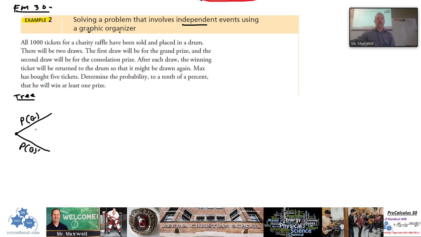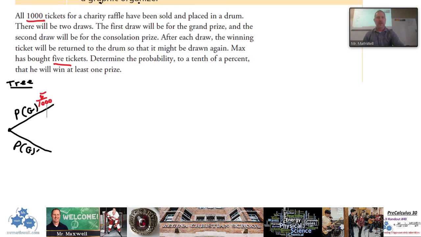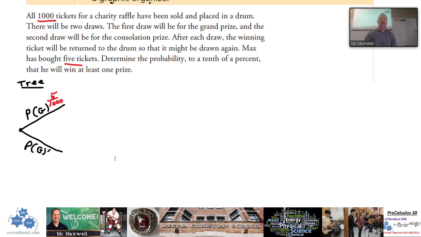So what is that probability? Well, there's 1,000 tickets, and how many tickets does Max have? 5. So there's 5 of his tickets in amongst the 1,000 tickets. So the probability that he could win the grand prize would be 5 out of 1,000. Okay, does everyone see that? I apologize, that's so small. I should try and zoom into that a little bit, sorry, just to fit everything on the page. Okay, let me try that. Okay, so 5 out of 1,000.